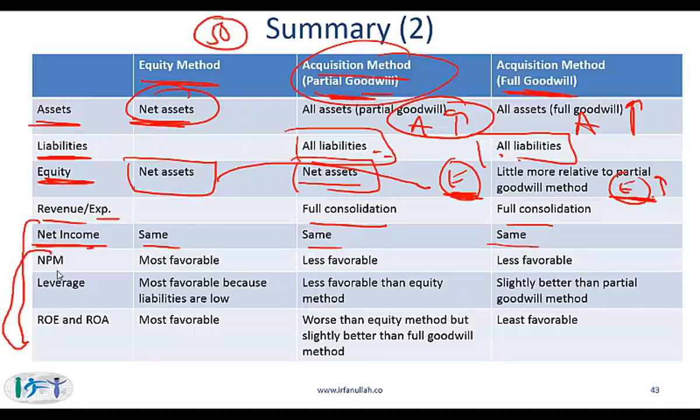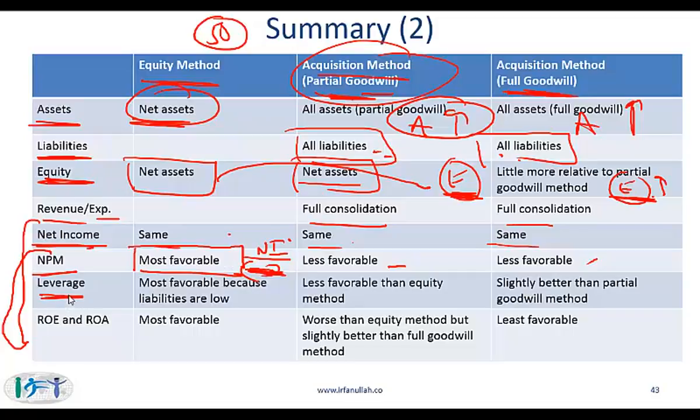And now coming to the ratios, net profit margin. The net profit margin will look best with the equity method because your net income is increasing the same across all methods, but revenue is not increasing in the equity method. However, revenue is going up in the acquisition method. So if the numerator is going up by the same amount across all methods, but the revenue is not changing in the equity method, then obviously the impact on the net profit margin will be best with the equity method.